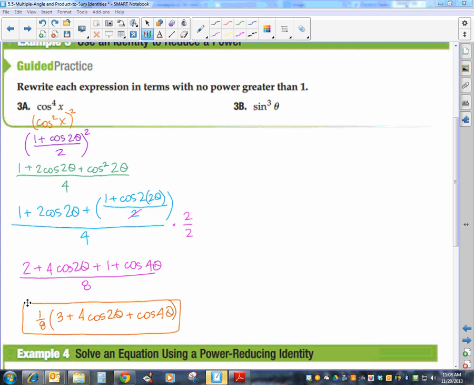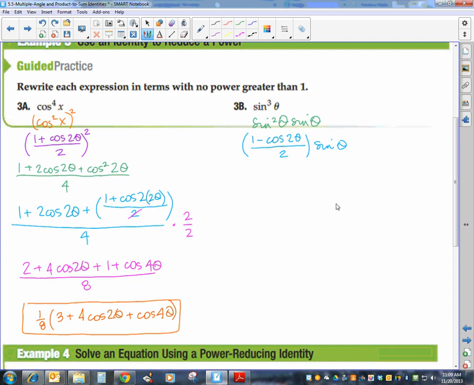Okay, look at our next one. We have sine cubed of theta. So hopefully you can see that that of course would be sine squared theta times the sine of theta. And if we use our power reducing formula, then the sine squared is going to be 1 minus the cosine of 2 theta all over 2, times the sine of theta.